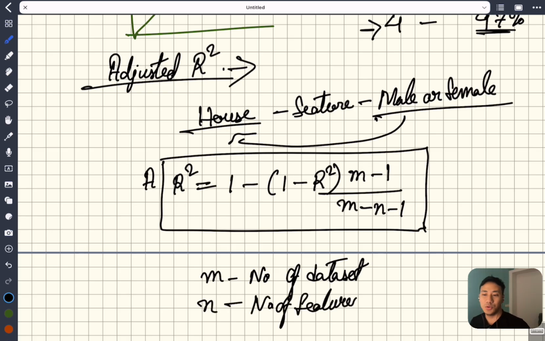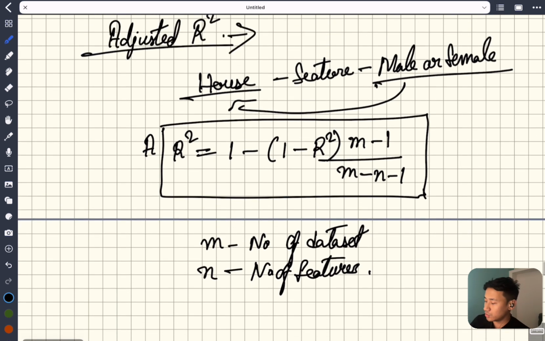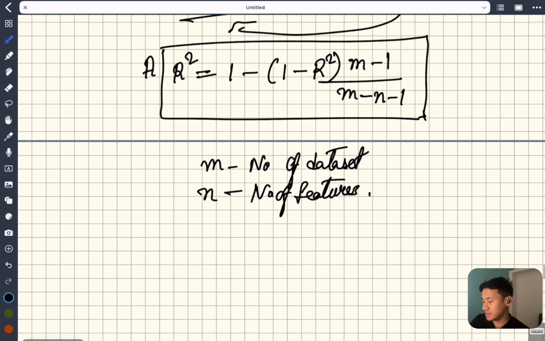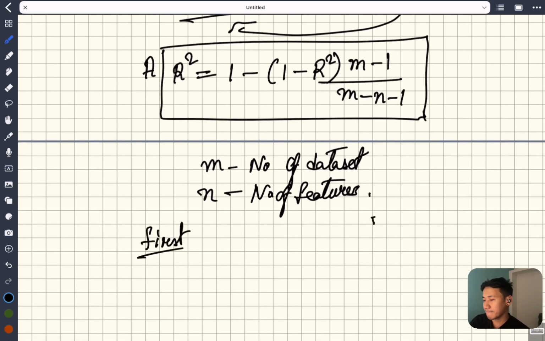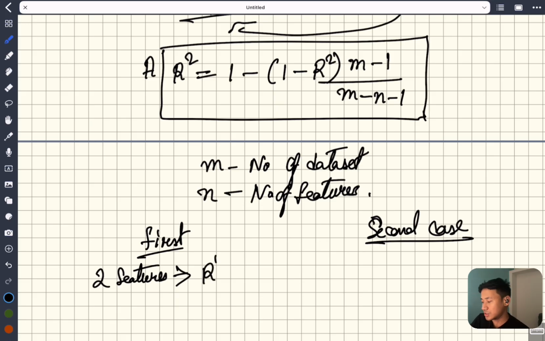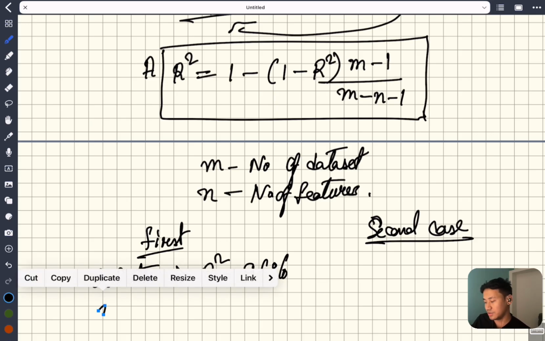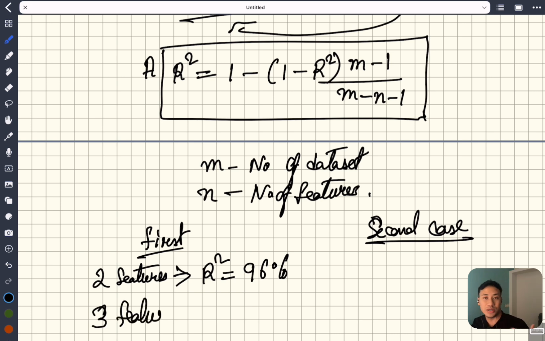Here I'll tell you the gist of how it tells us whether to use adjusted r square or not. Imagine the first case and the second case. In the first case, we had two features and we tried to find r square. Let's say it is 96%. Once we increase one feature, say we are using three features, if this feature is useful and contributes towards a better best fit line, then adjusted r square will also be near to that r square, let's say 95%.